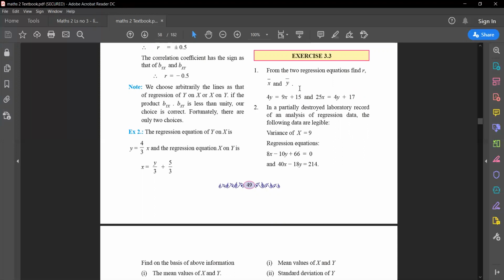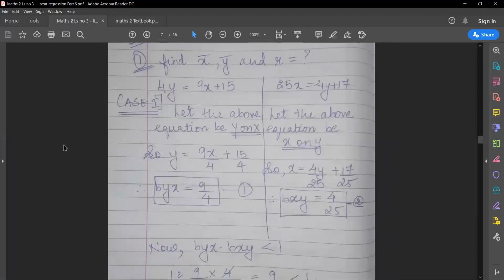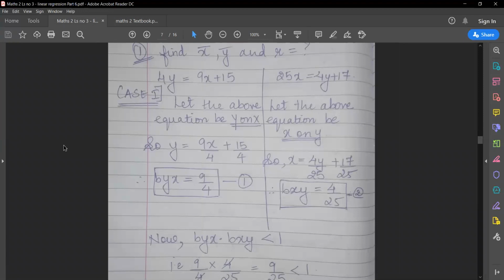Sum number 8 and sum number 9, both of them had specified. But in this particular sum, they have not specified which is x on y and which is y on x. So what you will do is, now there are two cases. What are the two cases? The very first case is, you can assume the first equation to be y on x and the second equation to be x on y.